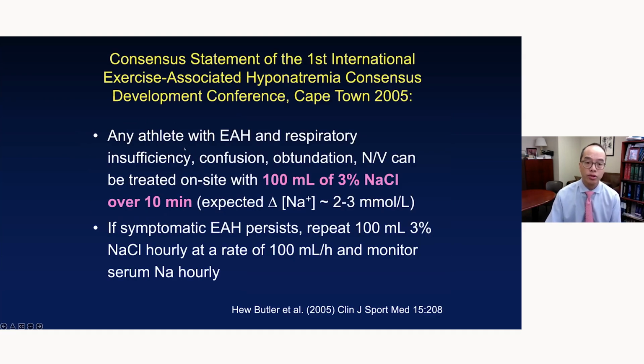And therefore, it's recommended that any athlete with exercise-associated hyponatremia and any symptoms like respiratory insufficiency, confusion, obtundation, nausea, and vomiting be treated with hypertonic saline. And the quick rule of thumb is simply to give 100 mils of 3% over 10 minutes, which is expected to raise the serum sodium by about 2 to 3. And then this can be repeated hourly if the hyponatremia persists, with monitoring of the serum sodium.